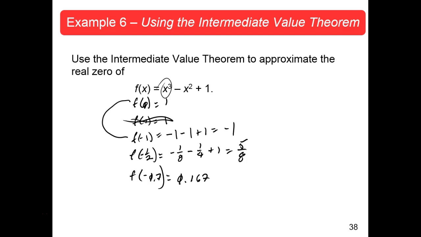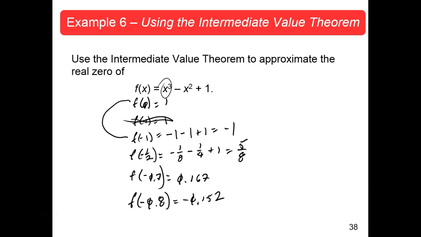But we're still positive, so we need something in between negative 0.7 and negative 1. What might we choose? How about negative 0.8? Plug that in your calculator. Negative 0.8 cubed minus 0.64, I know what 0.8 squared is, plus 1. That's negative 0.152. Okay, so now we've got something in between negative 0.7 and negative 0.8. This one's positive, that one's negative.